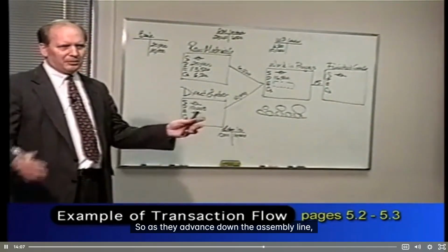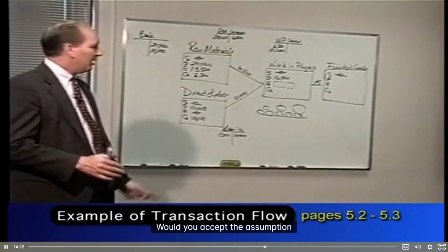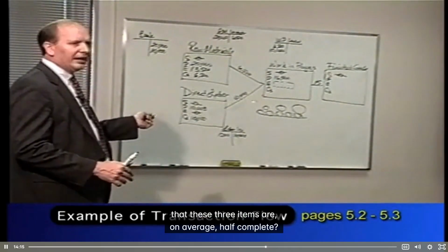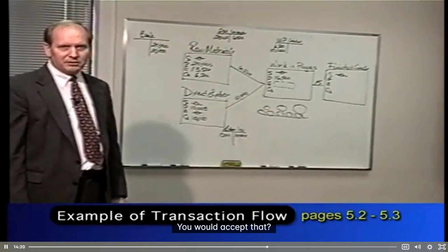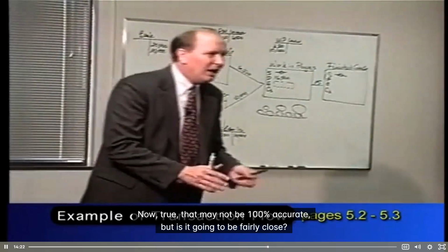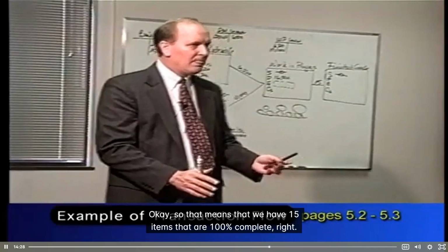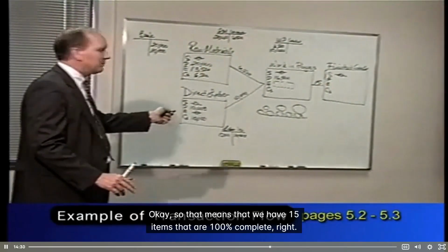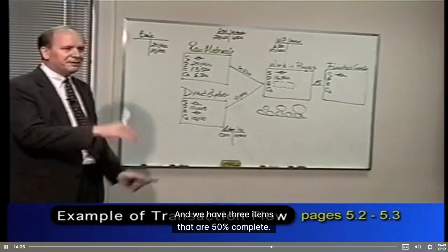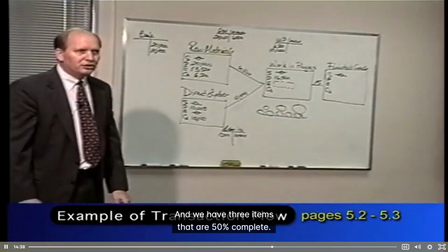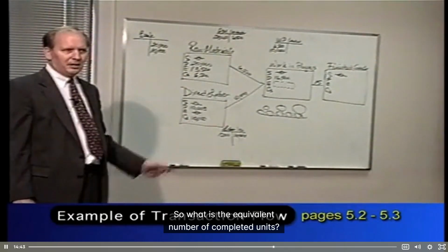So as they advance down the assembly line, they're getting closer and closer to complete. Would you accept the assumption that these 3 items are on average half complete? You would accept that? Now, true, that may not be 100% accurate, but is it going to be fairly close? Yes. Okay? So that means that we have 15 items that are 100% complete, right? And we have 3 items that are 50% complete. So what is the equivalent number of completed units?